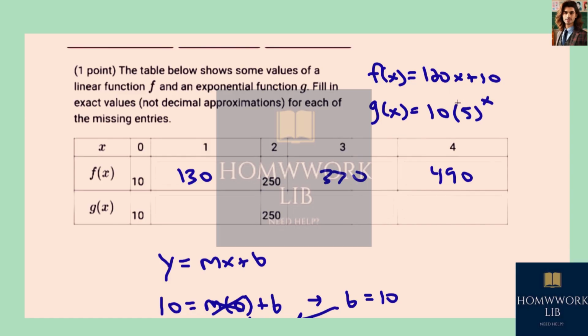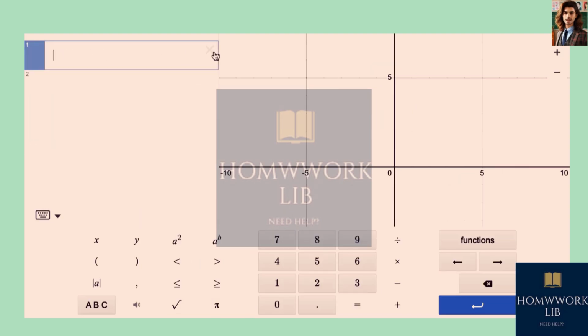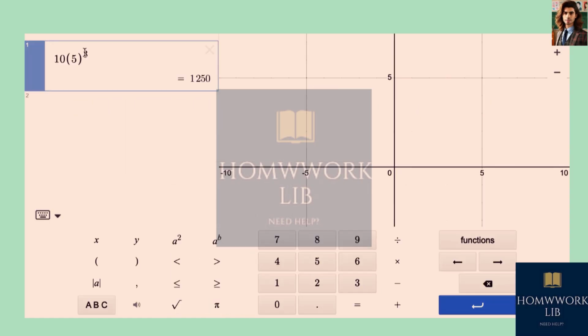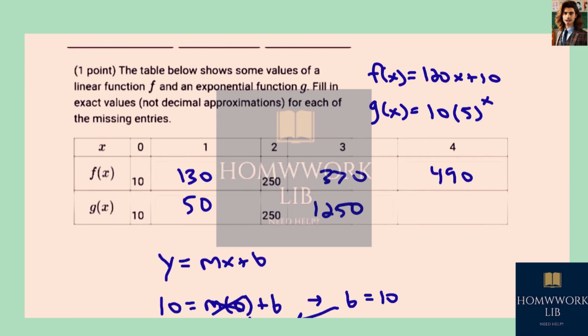And we can test it out. 5 to the 0 is 1, times 10 is 10. 5 squared is 25, times 10 is 250. Well, if x is 1, that would be 10 times 5, or 50. If x is 3, it would be 10 times 5 cubed, and 10 times 5 cubed is 1250. And then 10 times 5 to the 4th is 6,250.